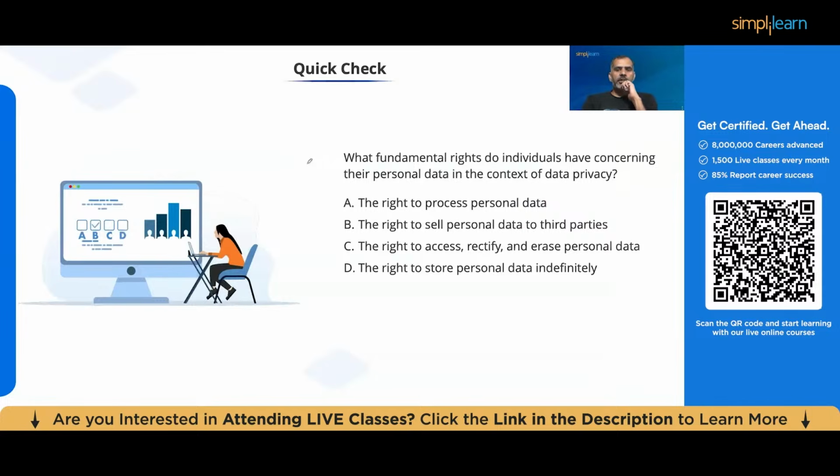So let's have a quick question on it. What fundamental rights do individuals have concerning their personal data in the context of data privacy? The right to process personal data, the right to sell personal data to third parties, the right to access, rectify, and erase personal data, and the right to store personal data indefinitely. The right to access, rectify, and erase personal data. That's right. Under data privacy, we want full control over user data. So you can think it has a right to access, rectify, and erase personal data.